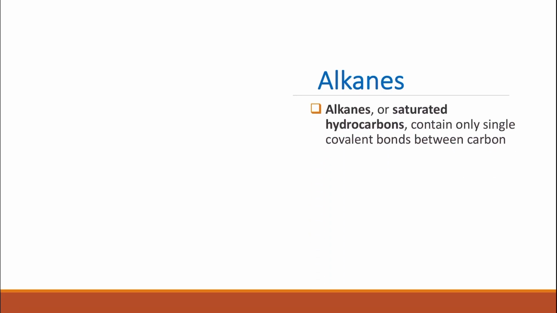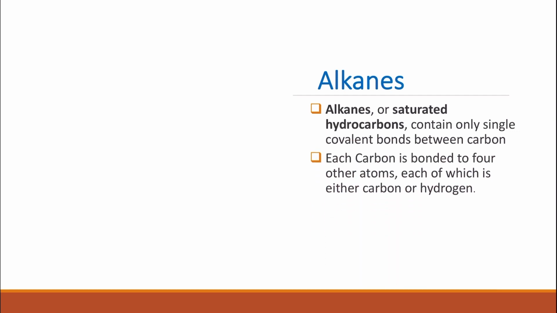Different alkanes. So alkanes are saturated hydrocarbons. They are called saturated hydrocarbons because they only contain single bonds between all the atoms. There is no double bond between the carbon atoms for this series of compounds. So each carbon is bonded to four other atoms.